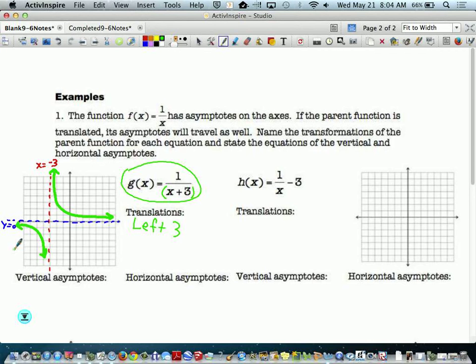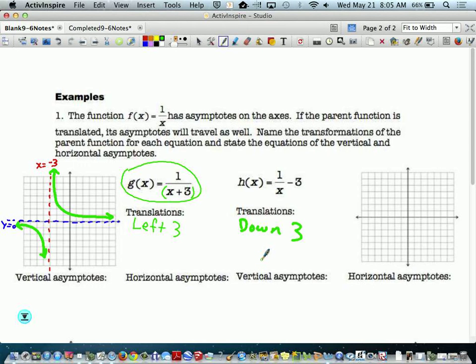Somebody else, what's 1 over x minus 3 going to do? So you can type in 1 over x, then type in the negative 3 after it. What happens? Some of you might even remember this from earlier. What happens to the graph? Just down 3. So the translation for this one is down 3.